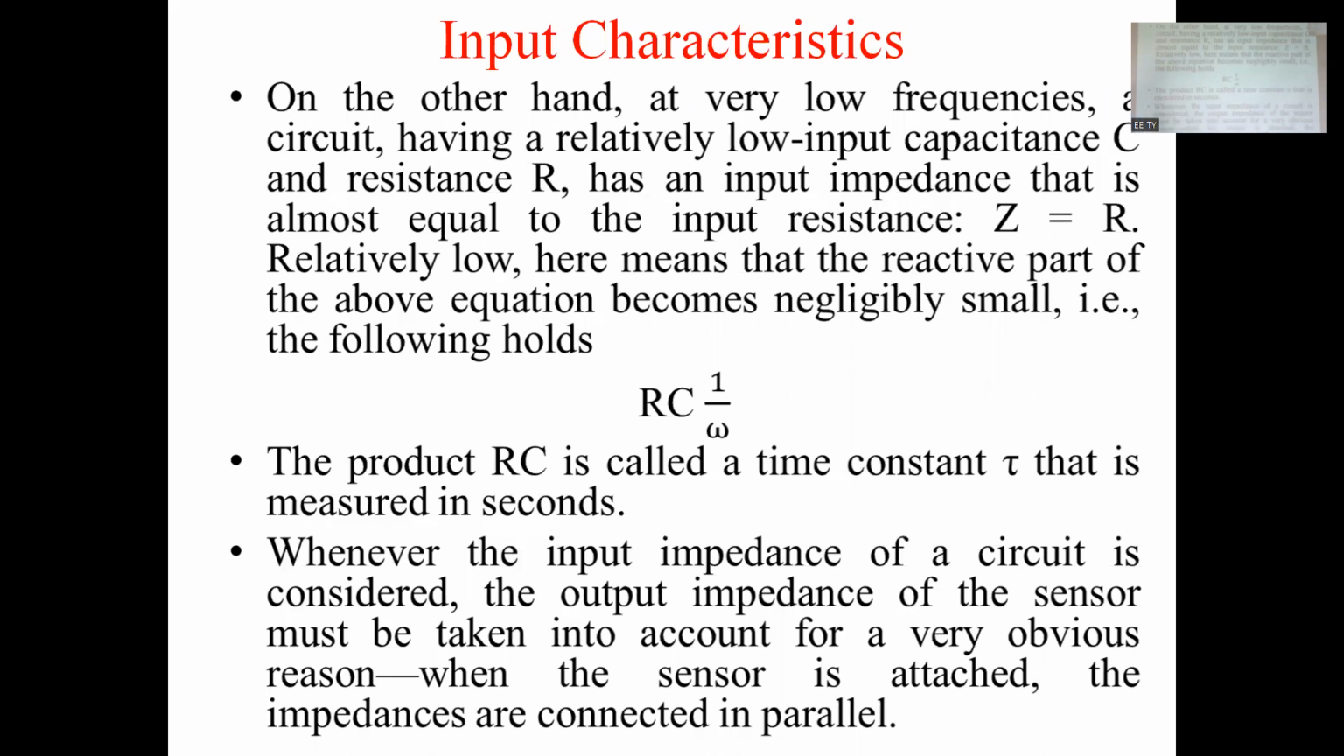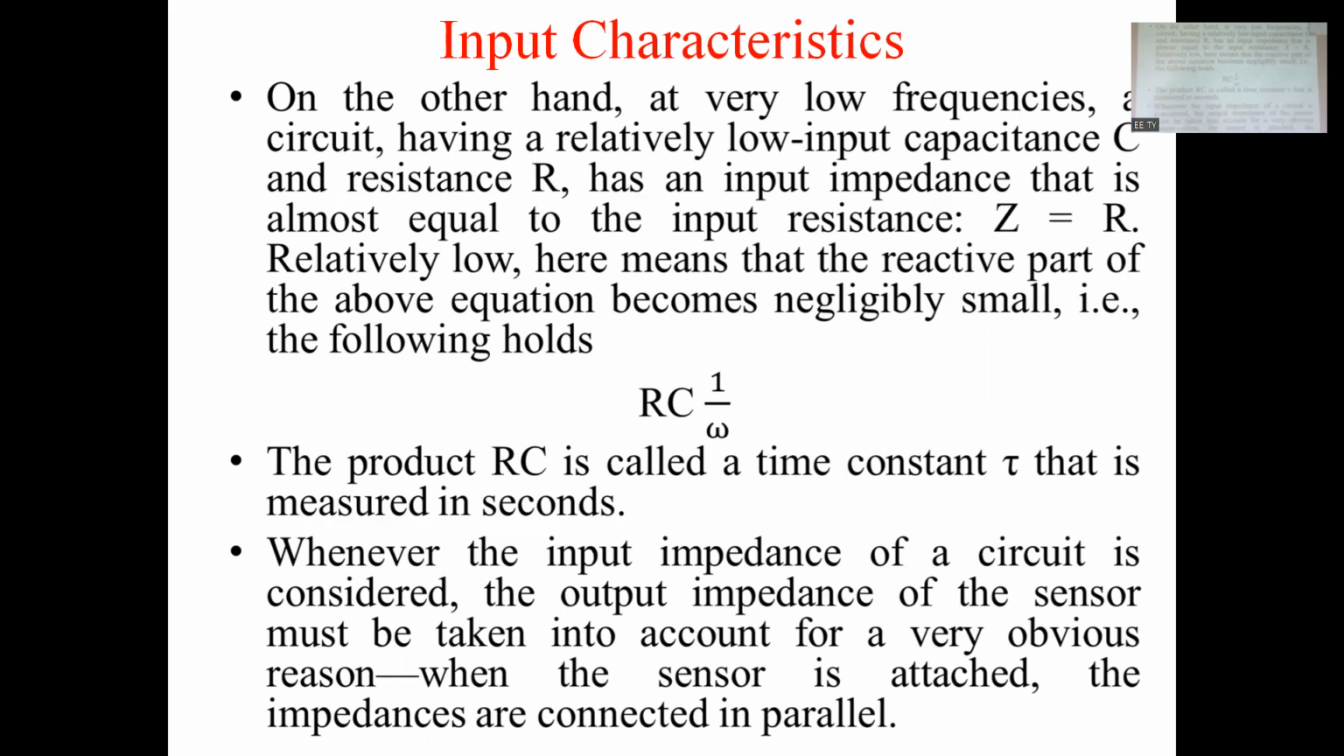Now this product RC is called the time constant in an RC network. RC is nothing but the time constant, and it is represented by tau, which is measured in seconds.